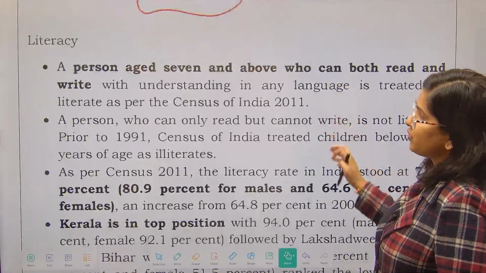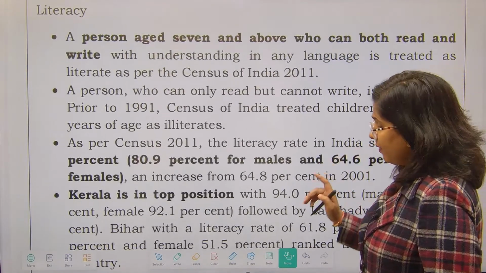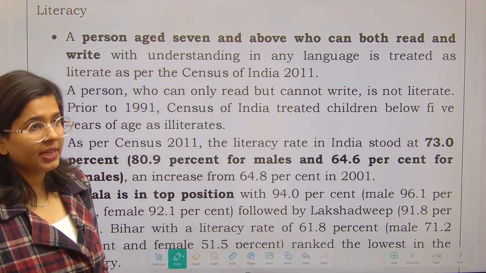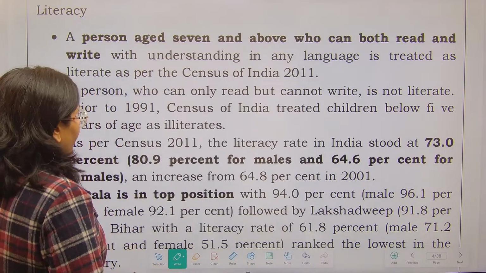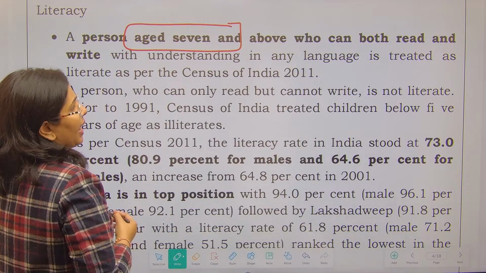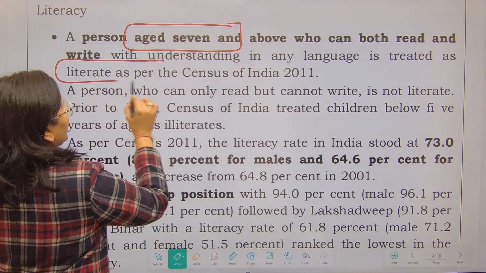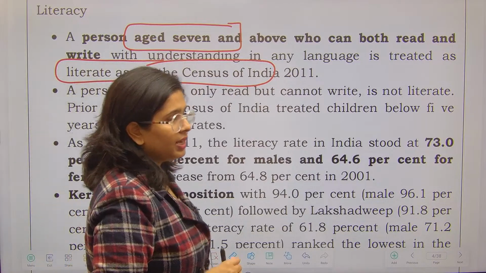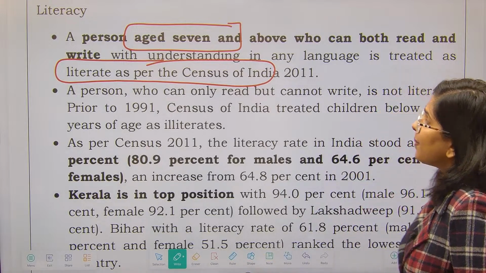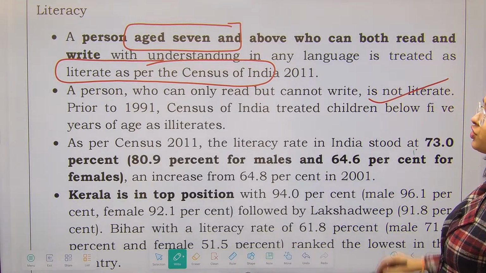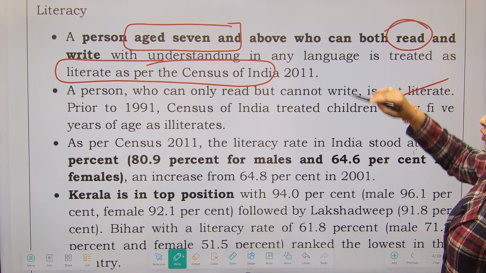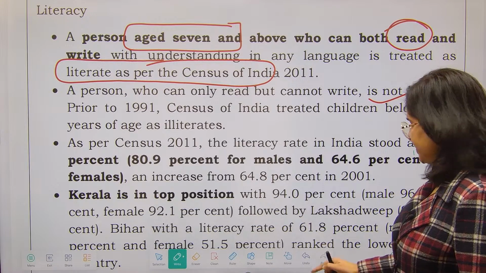Now let's talk about literacy. Even in literacy, the number one thing that becomes important is the definition. What does it mean to be literate, right? Over here, a person aged 7 and above who can both read and write with understanding in any language is treated as literate as per the Census of India 2011. So this definition of literacy has been given through the Census of India. A person who can only read but cannot write is not treated as literate, right? So over here both conditions are important. One should have reading capacity as well as writing capacity.